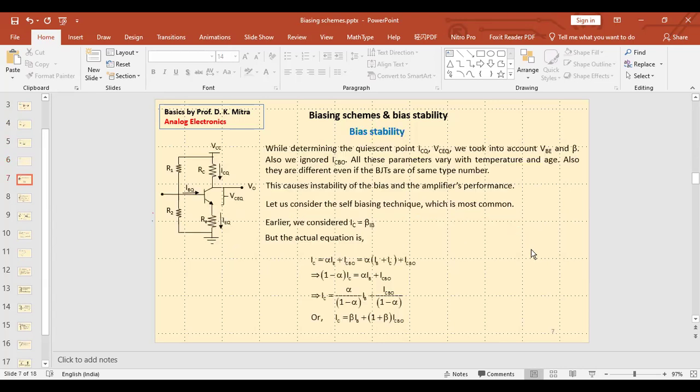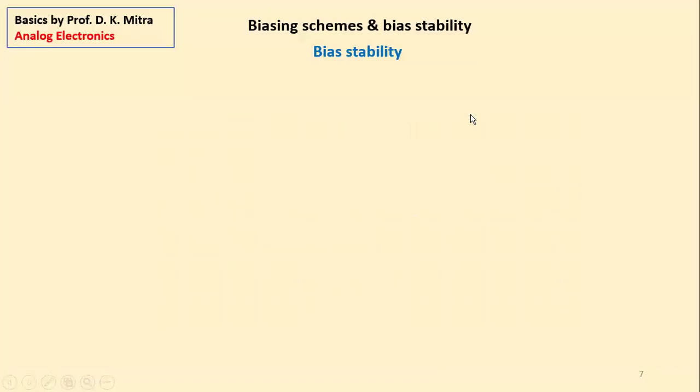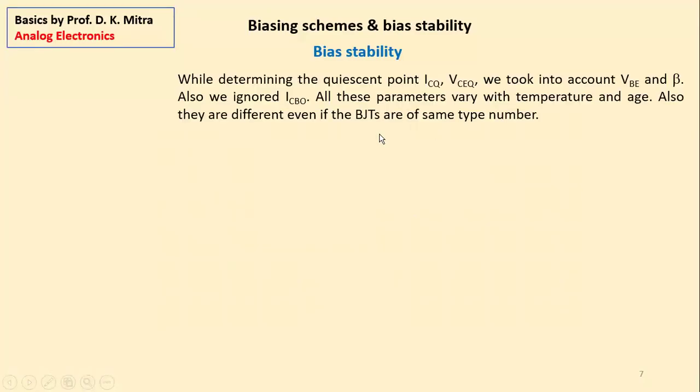Then today we come to the lesson of bias stability. While determining the quiescent points, VCEQ, ICQ, we took into account VBE and beta. You remember that. But we ignored ICBO, which is the reverse collector base current.